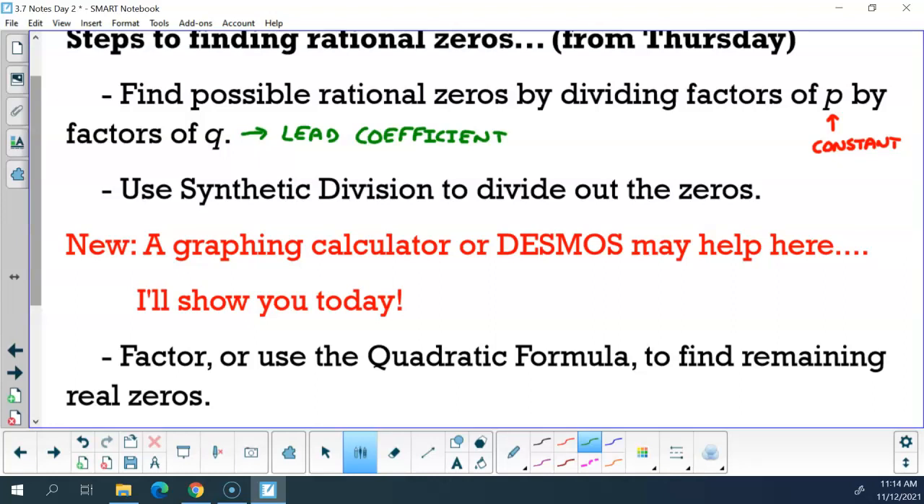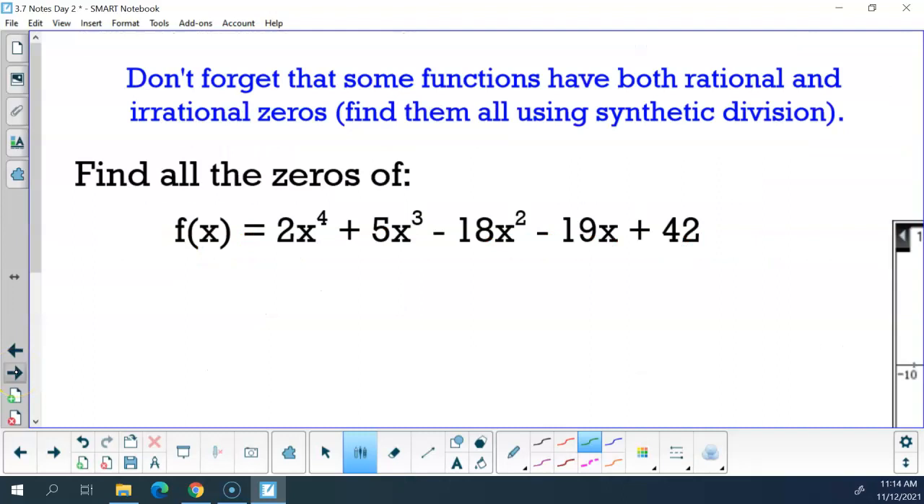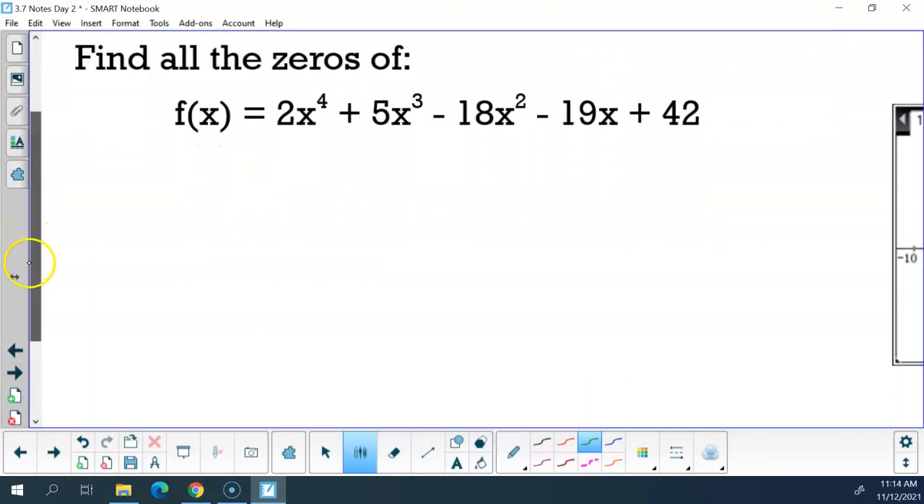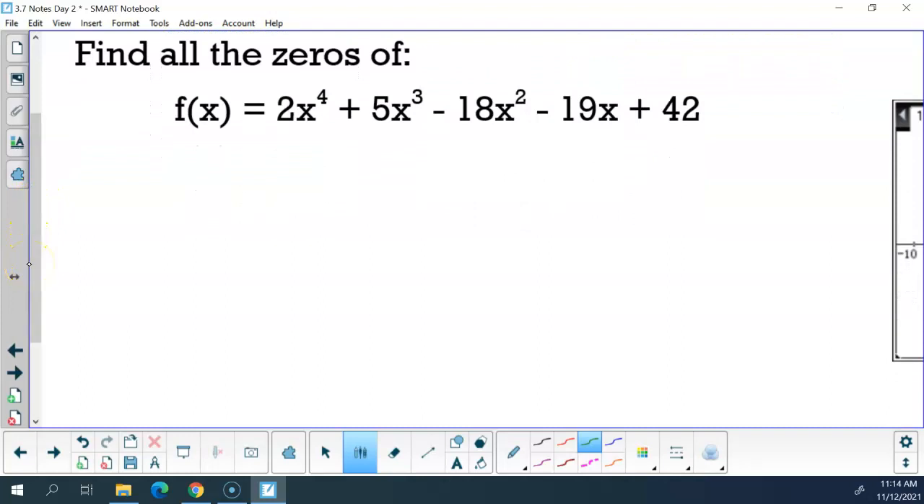All right. Let's do one. So, here we go. We want to find all the zeros of this function. So step 1 says we got to find all of our possible zeros. Okay? So what are the factors of 42? 1 and 42.